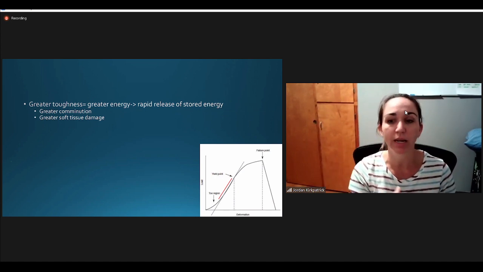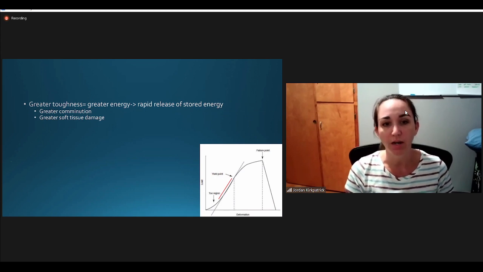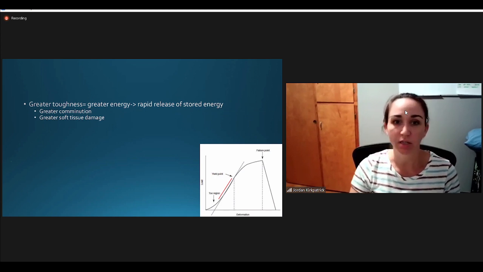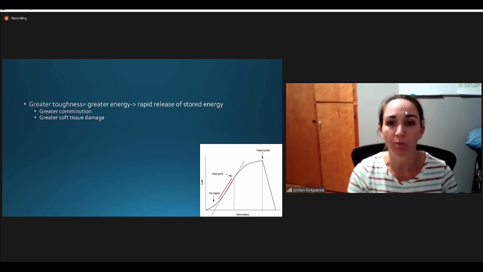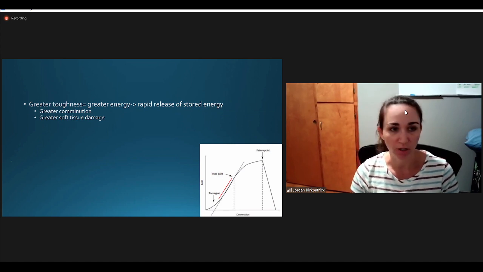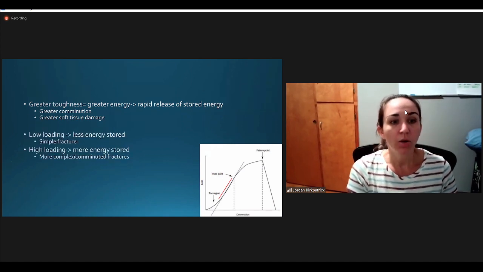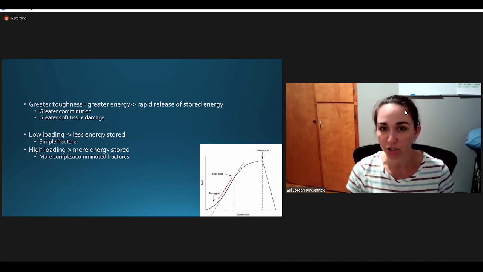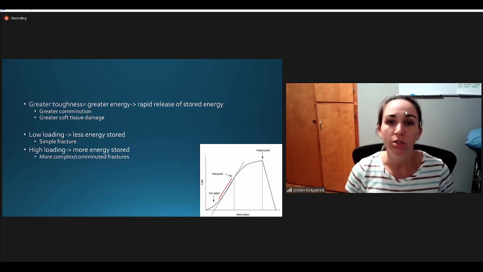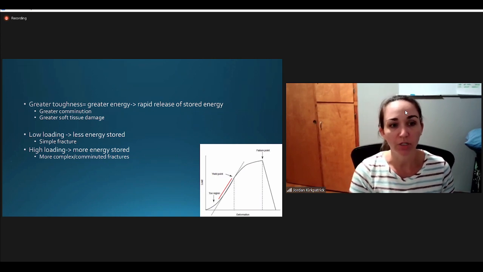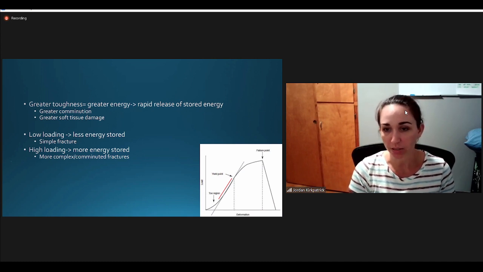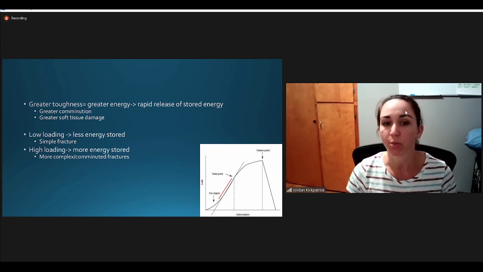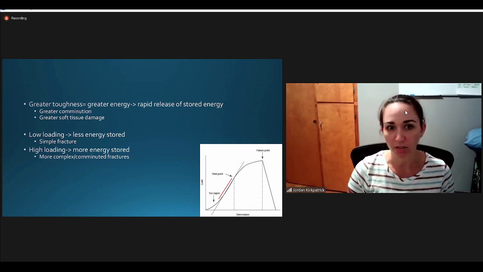So when racehorses are running and their bone breaks, that's why they're usually pretty catastrophic, because there's high energy, there's high load because they're galloping on it. There's a lot of stored energy in usually their metacarpal bone, and then the fracture occurs. If there's low loading, there's less energy stored because you're not putting a lot of pressure on the bone. So it tends to be more of a simple fracture, versus high loading. There's more energy stored, more energy that's being used, more complex or comminuted fractures. So again, that racehorse that's galloping, there's a lot more energy within their body, within their bones to be able to run that fast and do what they're doing.